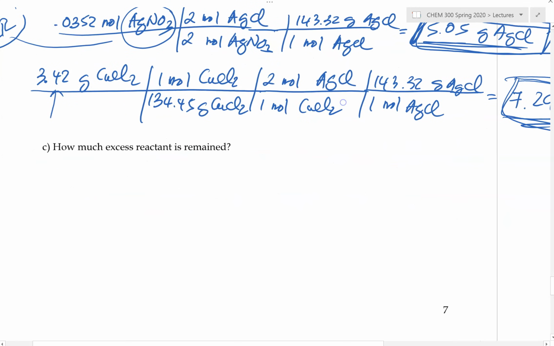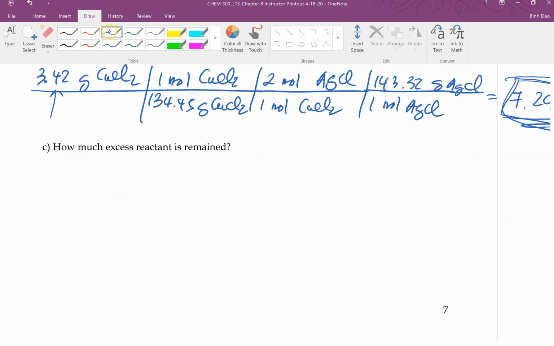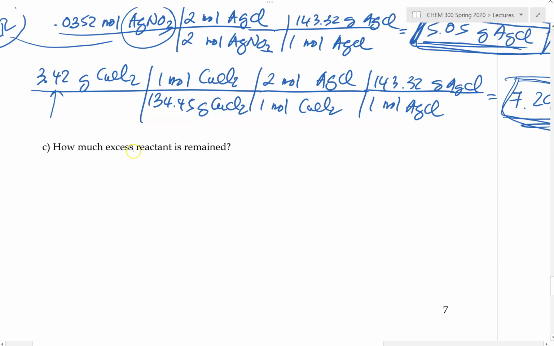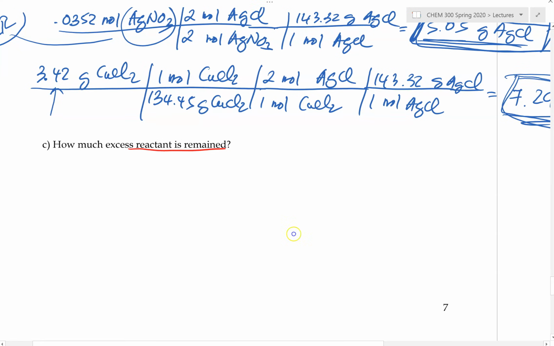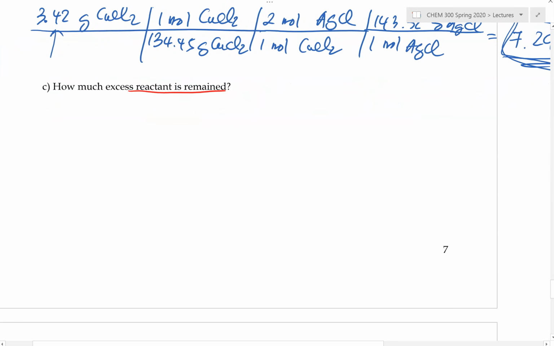And now part C asks us how much excess reactant remains. So we know in the previous calculation that the copper chloride is the excess reactant, right? And we started out with 3.42 gram of it. But we know that not the entire 3.42 gram of copper 2 chloride would be consumed, but only some of it. So how much of it would then remain? So we need to now do that calculation.